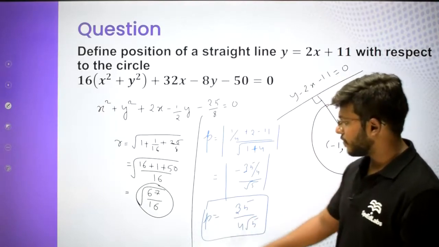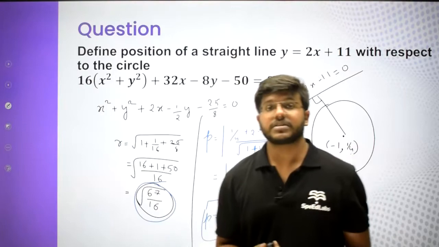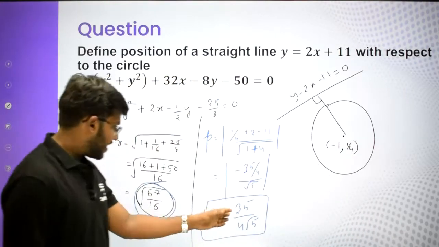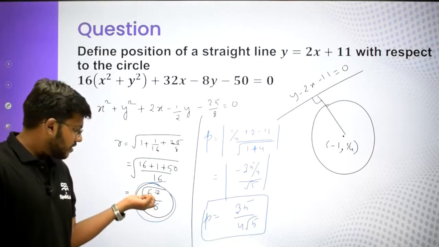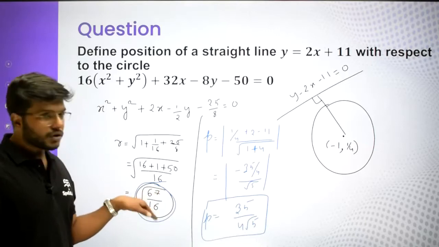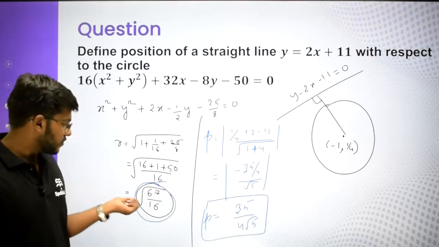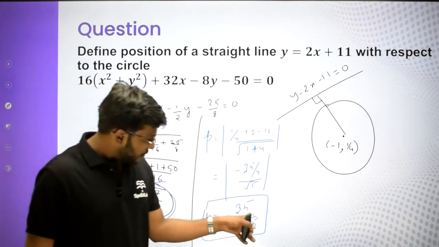35 upon 4 root 5, and this is the radius, root 67 upon 16. So guys, here the values are a little bit absurd, but you can simplify it. 67 upon 16 will be 4 point something, and under root of 4 point something will be 2 point something. So the radius is 2 point something. Okay, what about the perpendicular distance?